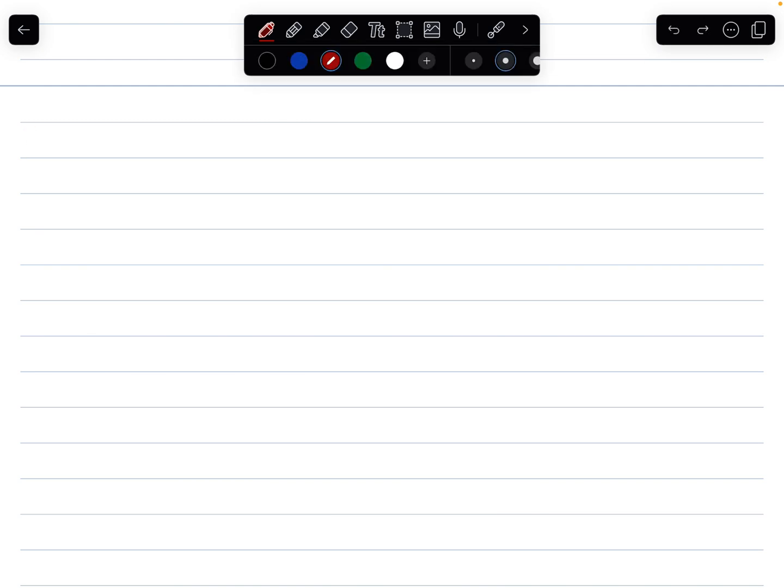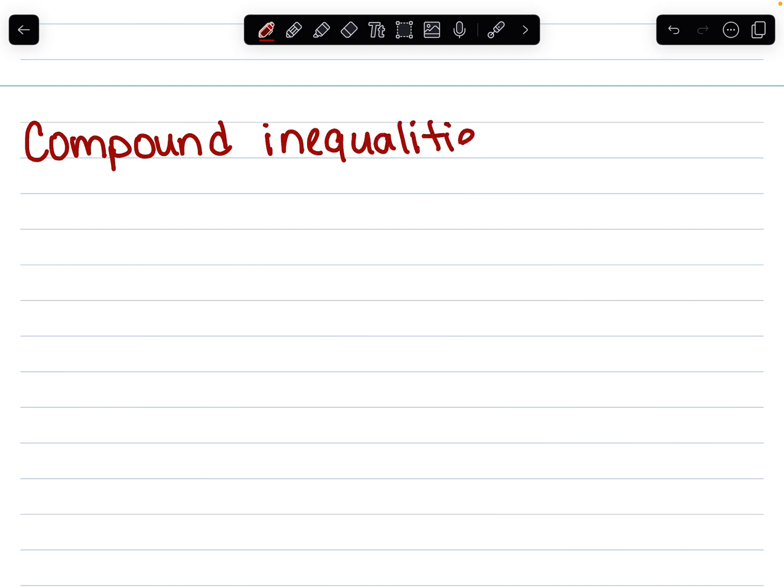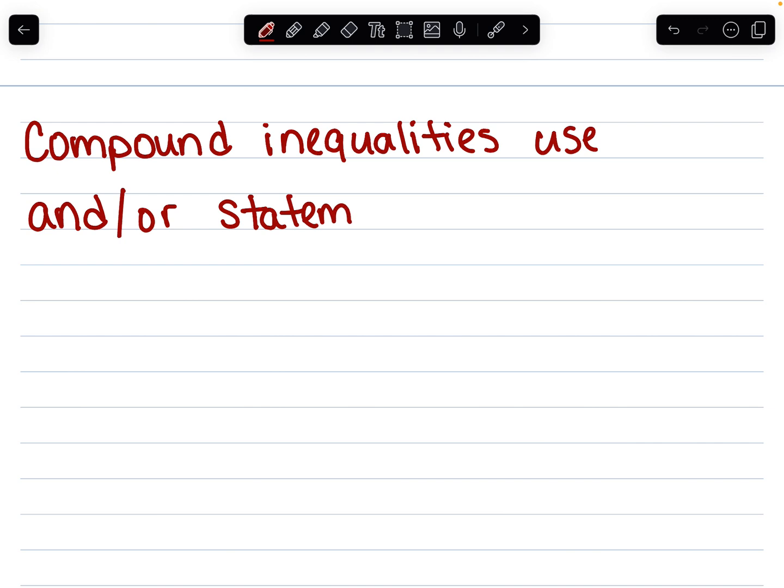So here's the first thing we need to know about compound inequalities, okay? When we use a compound inequality, they use an "and" or "or" statement. It's either an and statement or an or statement.